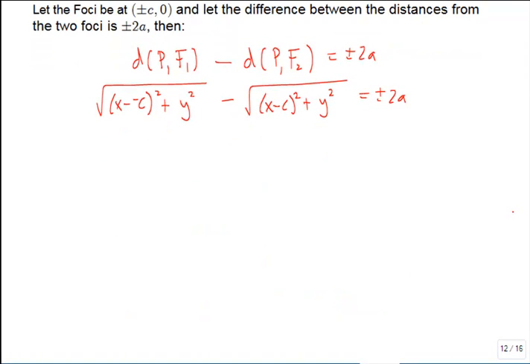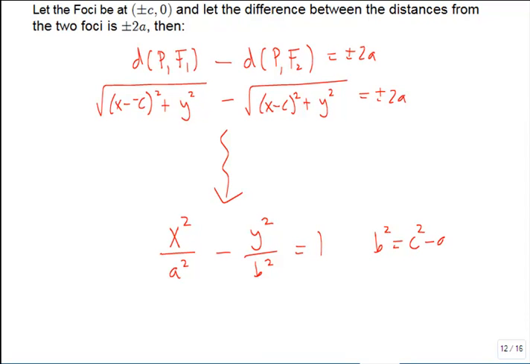And then we're not going to do all the work because it takes a long time, and it's almost identical to what we did for the ellipse, but you would move the square root over, square both sides, finish foiling out and canceling terms and so forth. And what you end up with for your final equation in its most simplified form is x squared over a squared minus y squared over b squared is equal to 1, where we're defining b squared to be that foci constant c squared minus a squared.